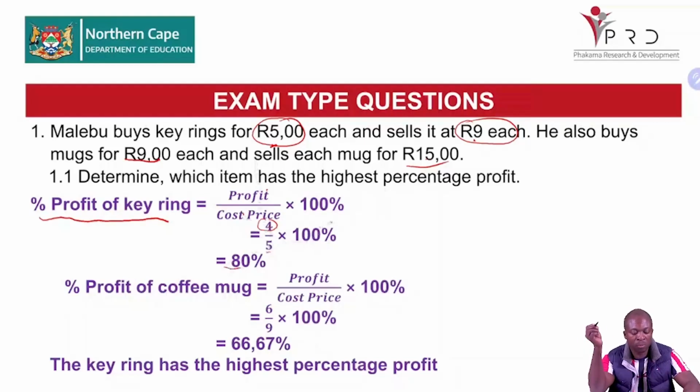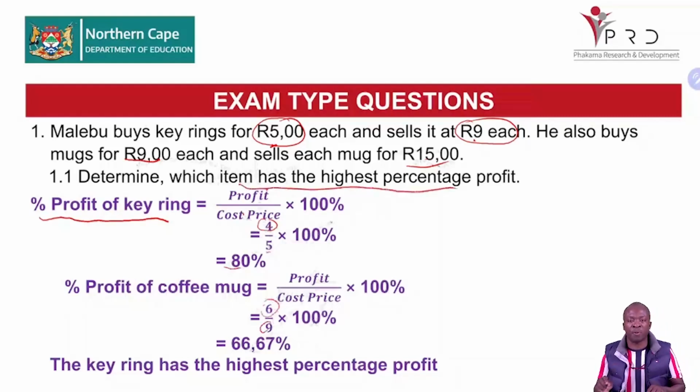How about the next one for the coffee mug? We buy it for 9 Rand and we sell it for 15 Rand. So it means our profit is what? 6 Rand. How do I get 6 Rand? We take 9 Rand from 15 Rand. We are left with 6 Rand. Divided by 9, which is the cost price. Multiplied by 100. We know that for the mug, the percentage profit is 66%. Look at what the examiner was asking you. Which item has the highest percentage profit? So which one?